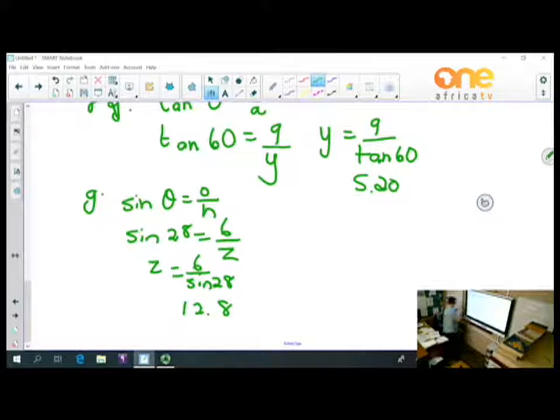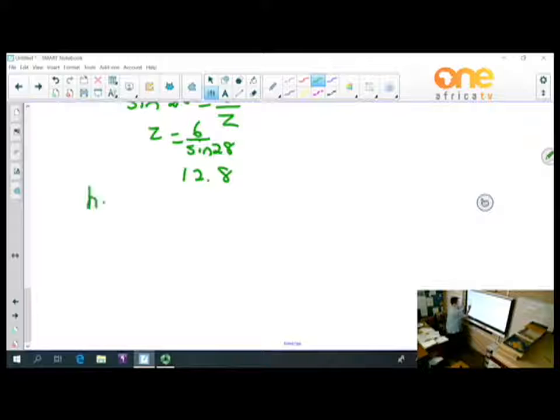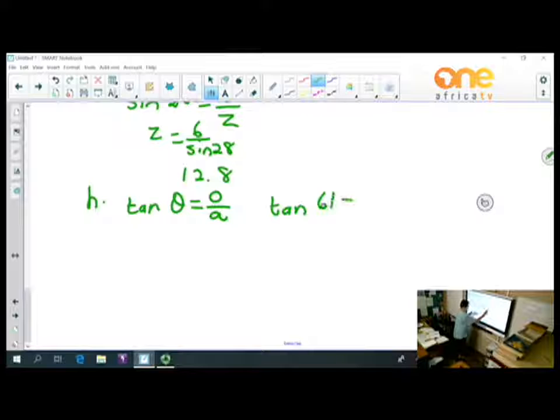12.8. And the very last one there on that exercise, number H, which function? And that one will again be tan. So tan theta is opposite over adjacent. The sides tell me what to choose. Substitute. Tan 61 is equal. Now look, the 7 is opposite the adjacent. Which method? Bottom divide. So 7 divided by tan 61 is equal to 3.88.